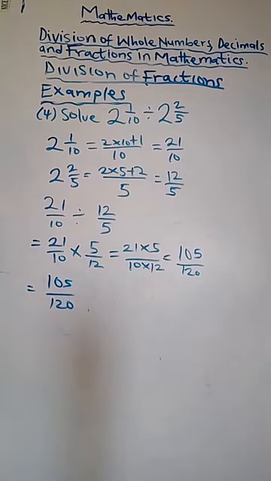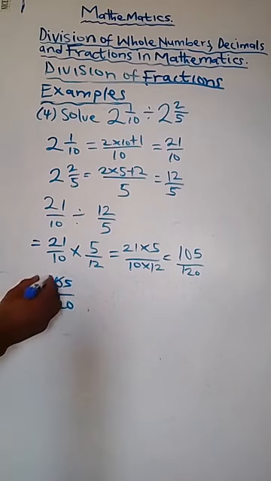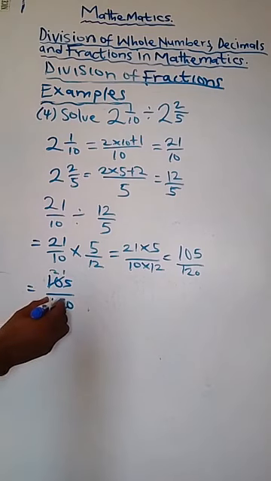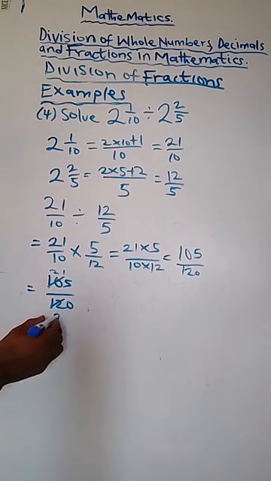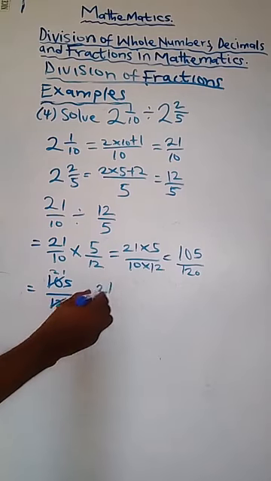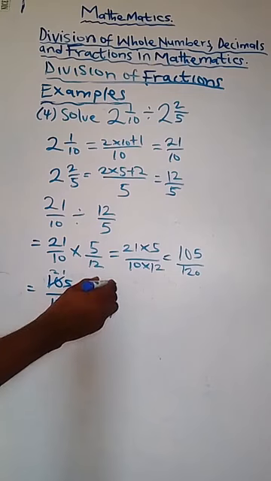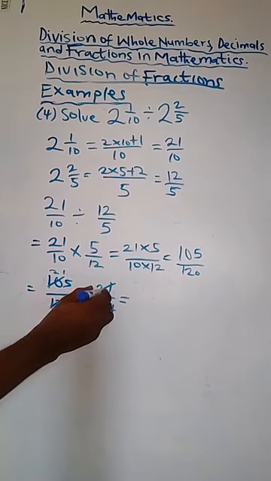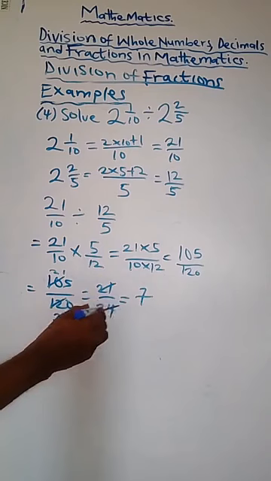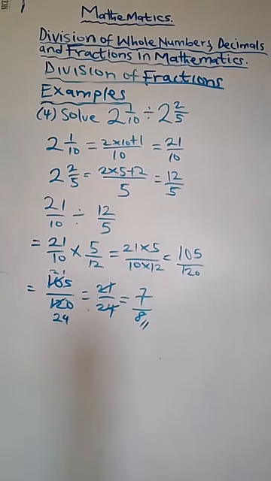You can decide to cut to the lowest. 5 here 2, 5 here 1. 5 in 12 is 2, remain 2. 5 in 20 is 4. So we have 21 over 24. 3 can still cut this one. 3 in 21 is 7, 3 in 24 is 8. So the final answer is 7 over 8.